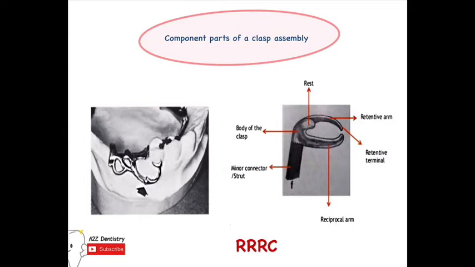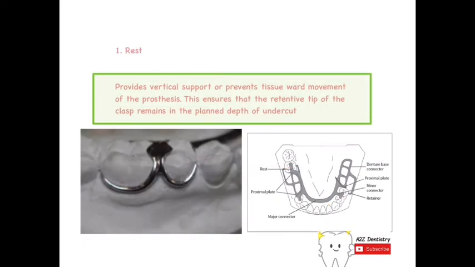Basically these can be summarized as triple R and C. The first R stands for rest, the second R is for the retentive arm, the third is our reciprocal arm, and C for connector, that is the minor connector. So you can remember this as triple R C. So coming to the first part of our clasp assembly, that is the rest.